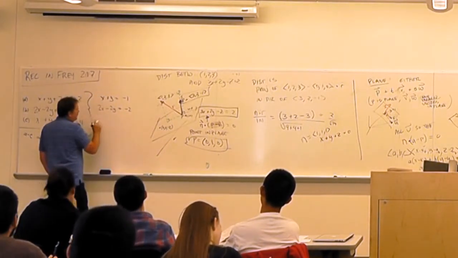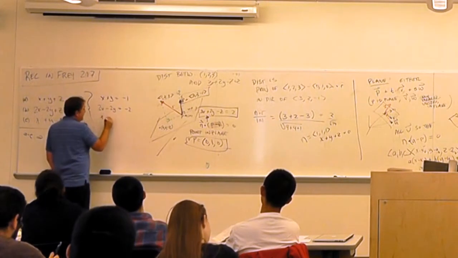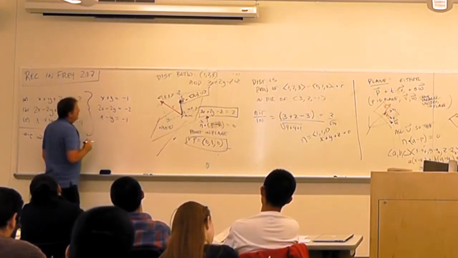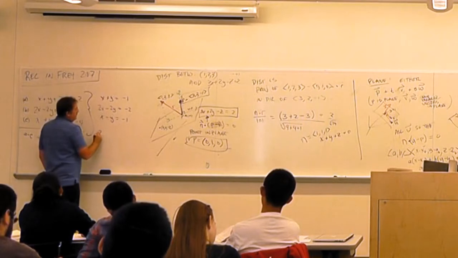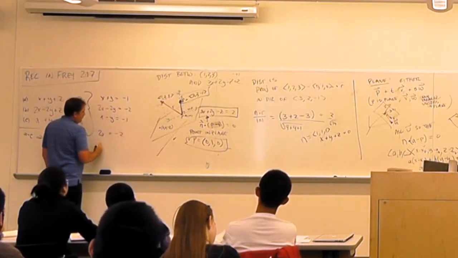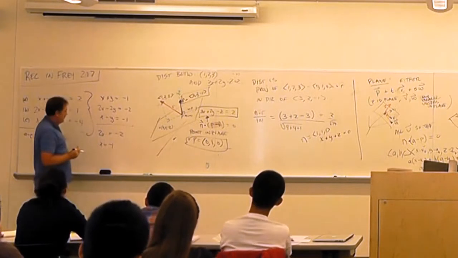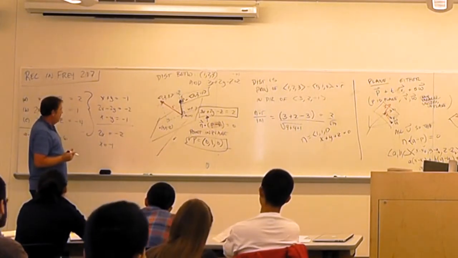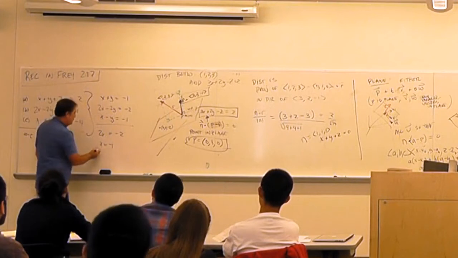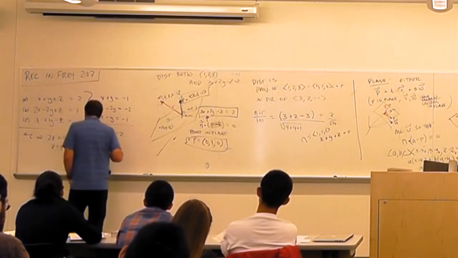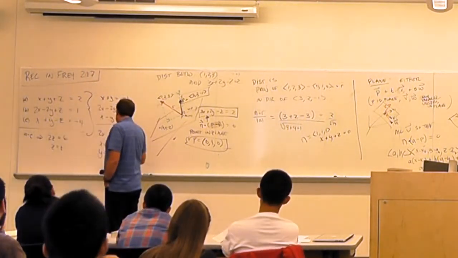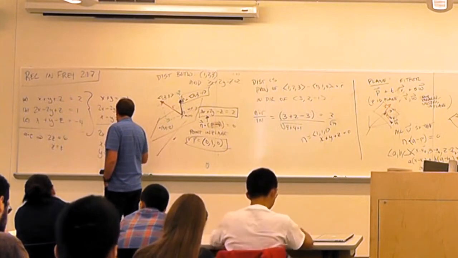Here I can divide through and write this guy as x minus y equals negative 1. And then I can add them together and get 2x equals negative 2, so x equals negative 1. Did I make a mistake? No? And then y must be 0. And so my solution is the point. Well, there's my solution.